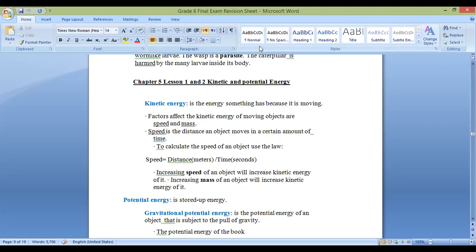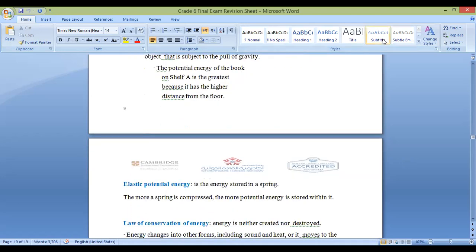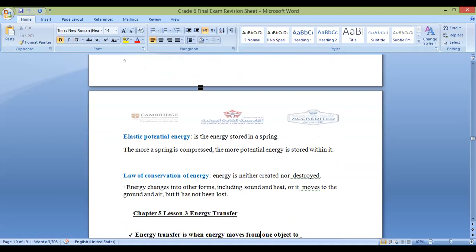And if the position of any object is higher from the ground or from the floor, that means it has more stored potential energy because of its position. Okay, that's great. Any question till here, guys? No. And you will have pictures for these examples on Mrs. Asil's study sheet.